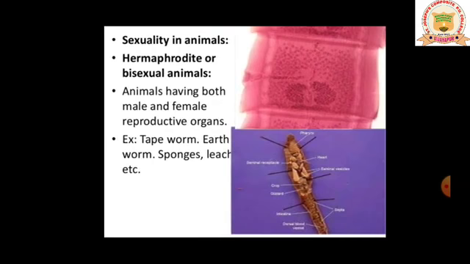So coming to the sexuality in animals, they are said to be hermaphrodite or bisexual if they possess both male and female reproductive organs in the same organism. An animal which contains both male and female reproductive parts in them, such animals we call hermaphrodite or bisexual animals. Examples are tapeworm, earthworm, sponges, leech, etc.